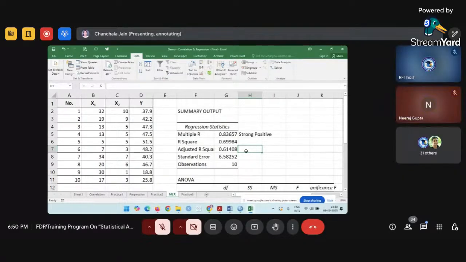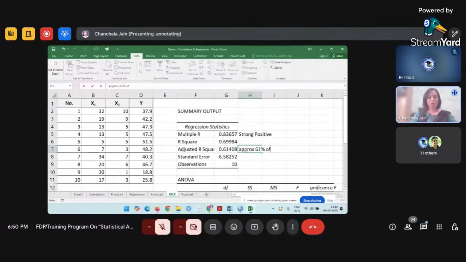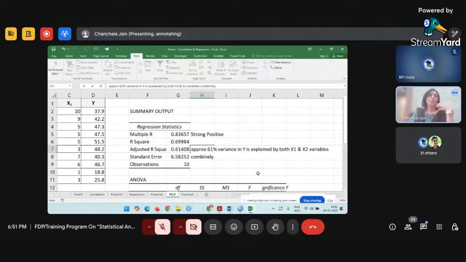Here again the explanation will be the same: you will write that approximately 61% of Y is explained, or 61% variance in Y is explained by both X1 and X2 variables combined. It means both your independent variables combined are explaining around 61% change in your Y variable, your dependent variable. And total observations we have are 10.